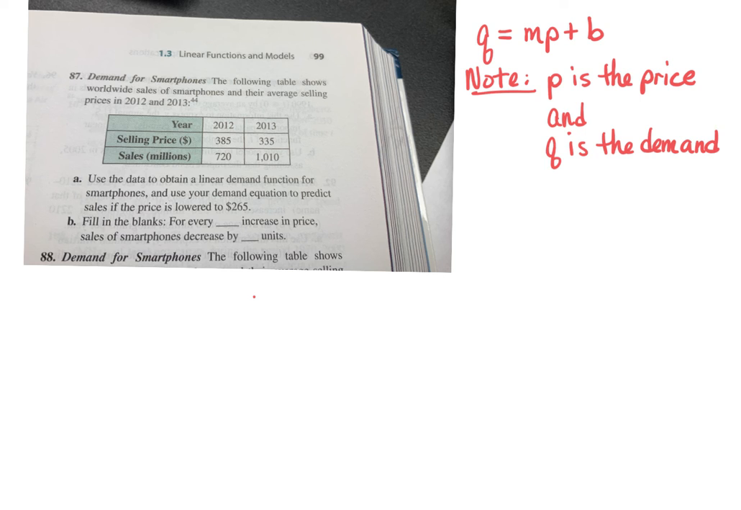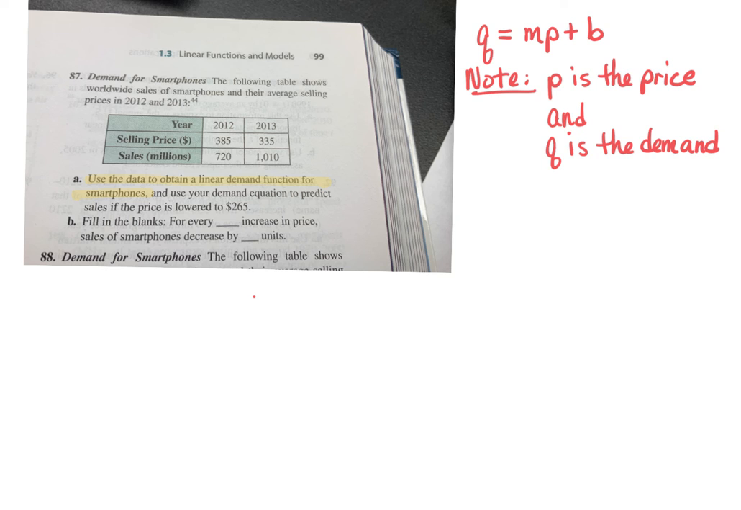So now what you have to do is you still have to find the slope, right? We have to find out the M. We have to be able to fill in the unknowns here, the M and the B specifically, to write an equation or a linear demand function. That's our first goal. So our first goal is to use the data to obtain a linear demand function for smartphones.